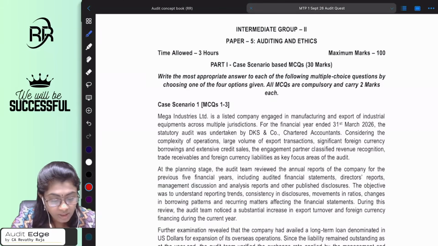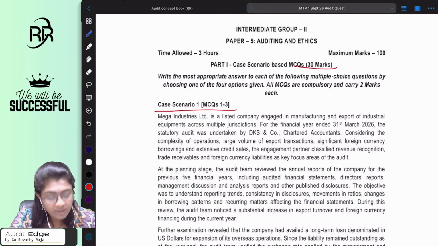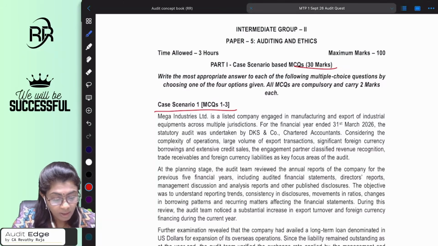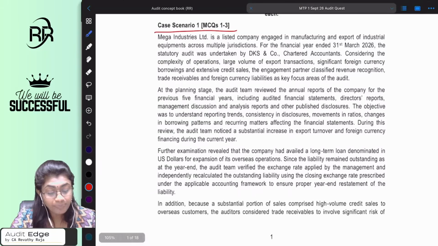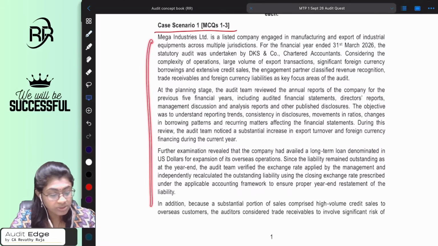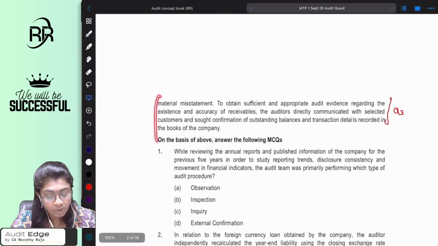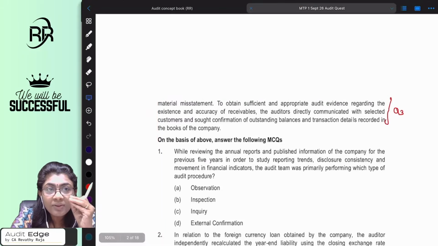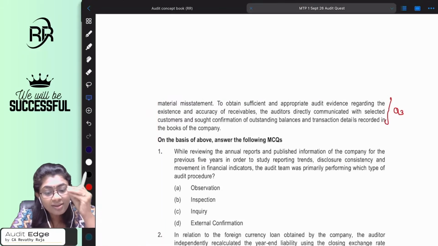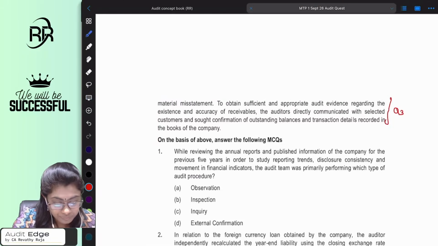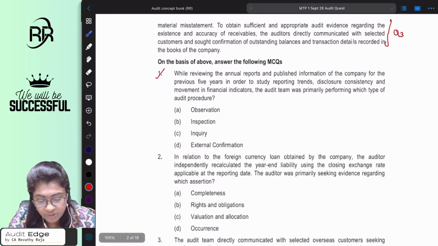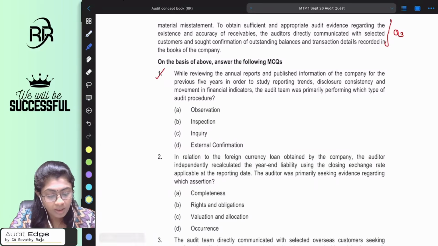So, starting with the first MCQ, in that they have given the case scenario. As we always say, you know that the case scenario is a big case scenario. So directly we will go to the questions, then we will read that, right? So let's go to the question first. Okay, first question, you can read.